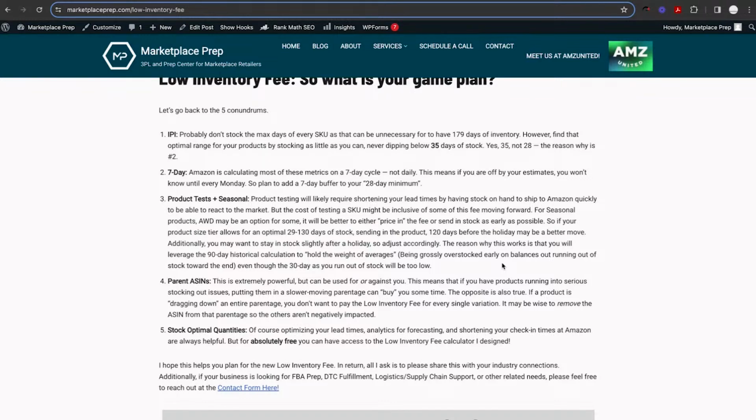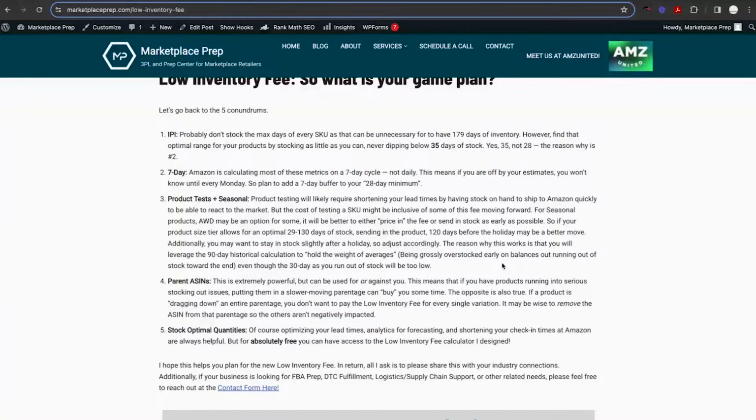So you can test new products, but make sure you can get additional units into Amazon as fast as possible. Seasonal, however, AWD may be an option, but it may be better to price in the fee than it is to send to AWD.